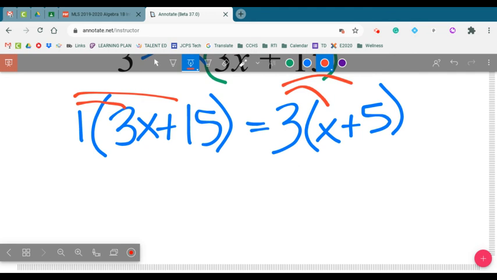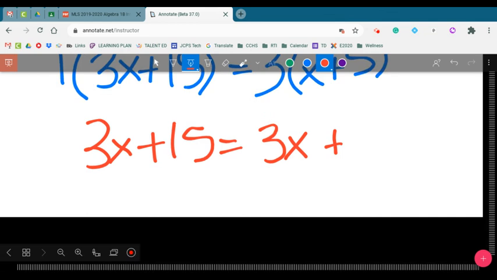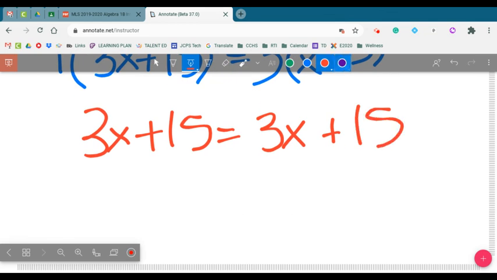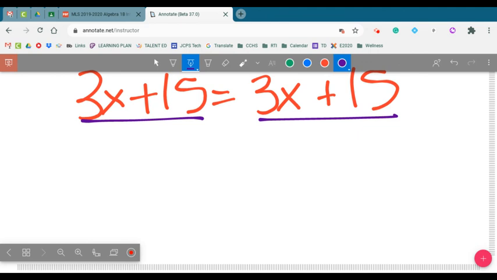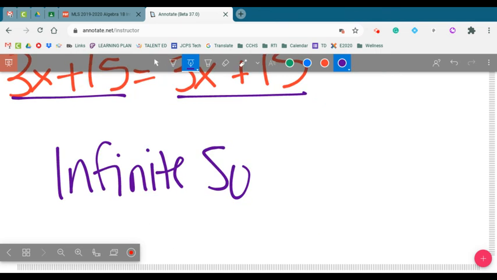Ooh, that's bad looking arches. So 1 times 3x is 3x. 1 times 15 is 15. 3 times x is 3x. And 3 times 5 is 15. So if you notice right here, my sides are the same. This means infinite solutions.